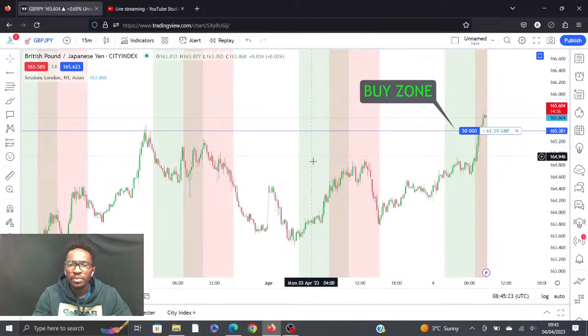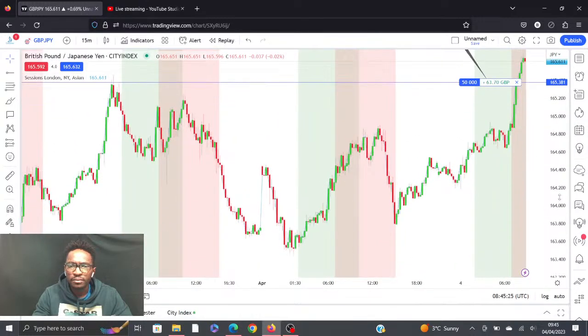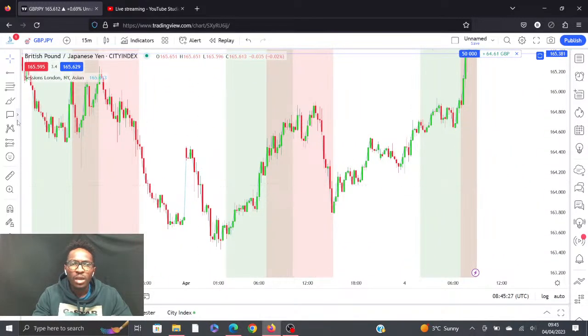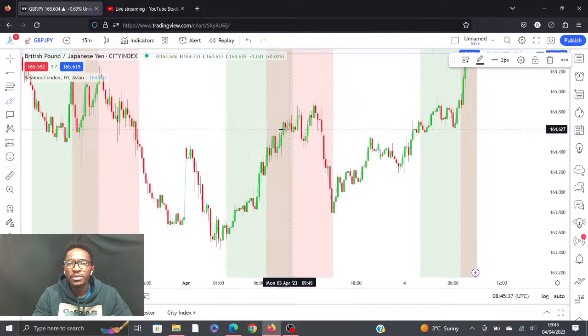This is for today. So the pound yen, this is yesterday. Yep, I went in long at around 165, 164.62. That's where I took my long position. Somewhere here, I took my long position.